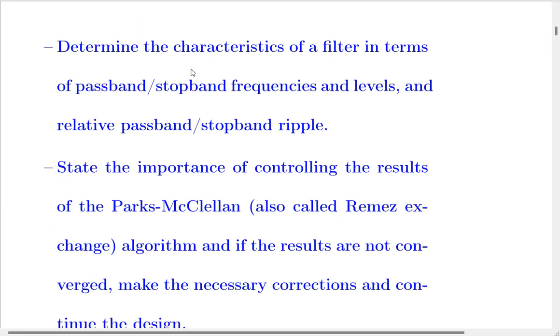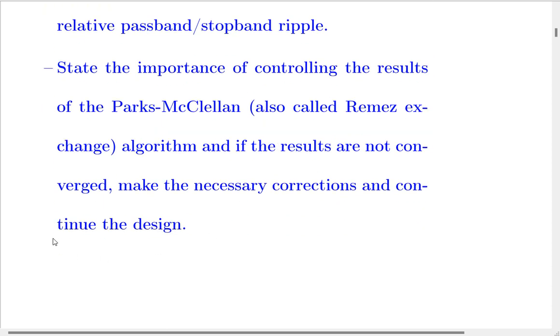Determine the characteristics of a filter in terms of passband and stopband frequencies and levels, and relative passband and stopband ripple. State the importance of controlling the results of the Parks-McClellan algorithm, also called the Remez exchange algorithm, and if the results have not converged, make the necessary corrections and continue the design.